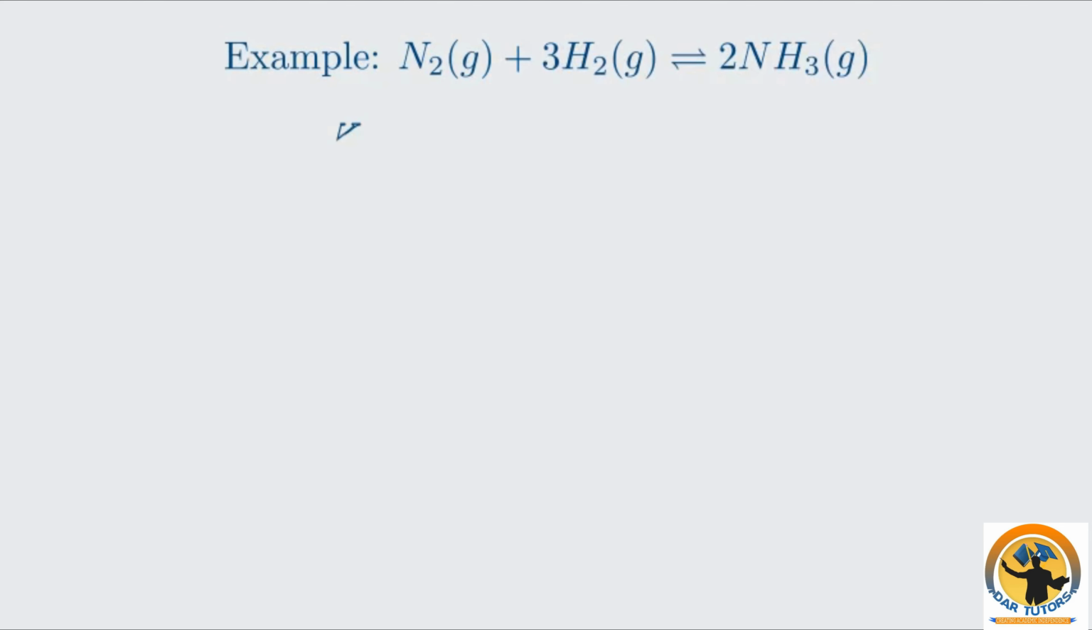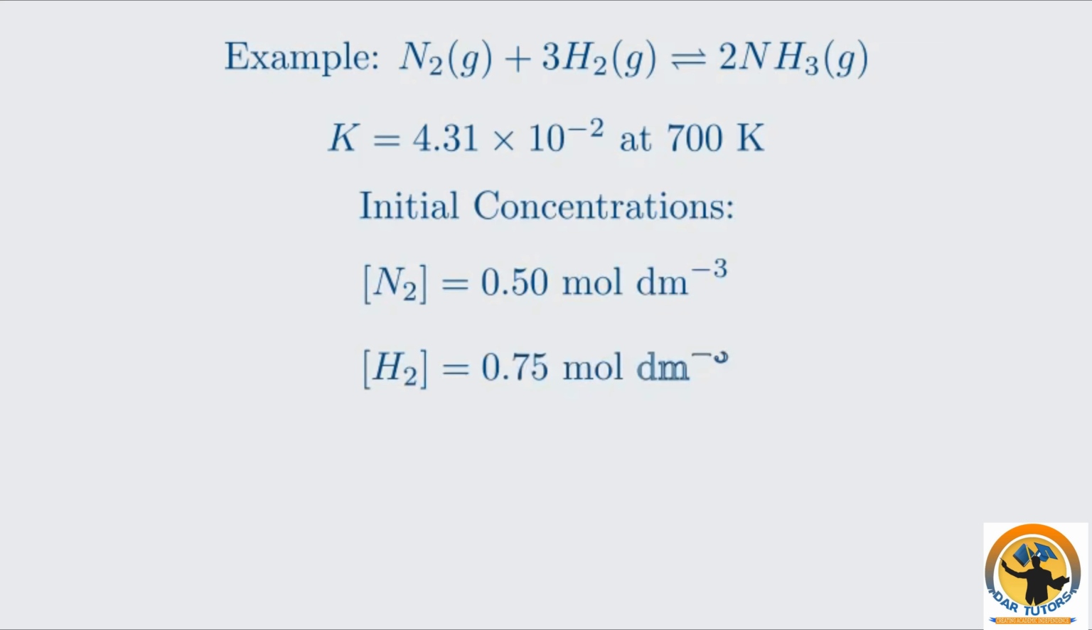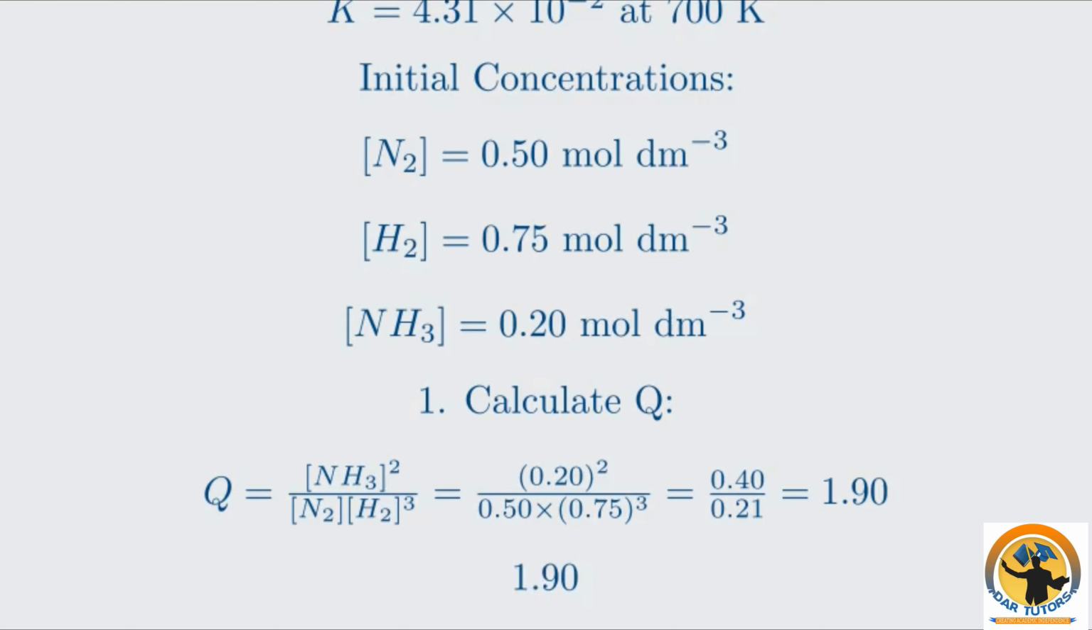Let's work through an example. Suppose we have the reaction N2(g) + 3H2(g) ⇌ 2NH3(g). The equilibrium constant K is 4.31 × 10^-2 at 700 Kelvin. Now imagine a vessel containing these initial non-equilibrium concentrations. The question is, will the forward or reverse reaction be favored to reach equilibrium? First, we calculate the reaction quotient Q using these initial concentrations. Plugging the values into the Q expression, we find that Q is 1.90.